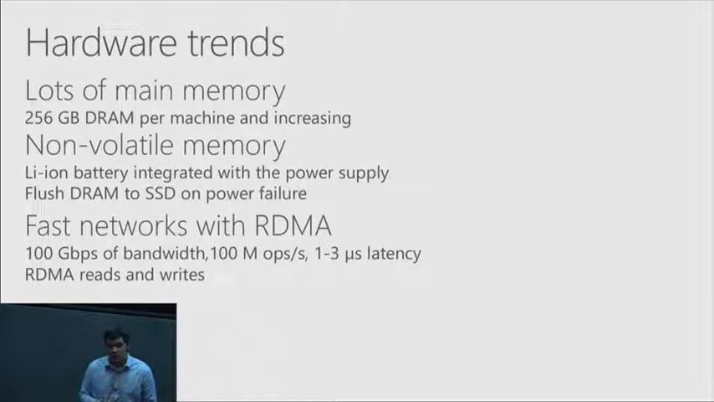And the third trend we are using are these really fast networks that are being deployed in data centers. So these are networks like InfiniBand and RoCE, if you're familiar with these, but basically they have very high bandwidth. So today it's possible to buy a NIC with 100 gigabits of bandwidth available. Very low latency, only 1 to 3 microseconds is the lowest latency, and also they support very high operation rates. So we can see 100 million IOPS per second with these NICs.